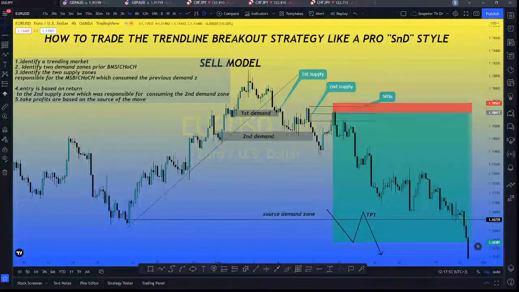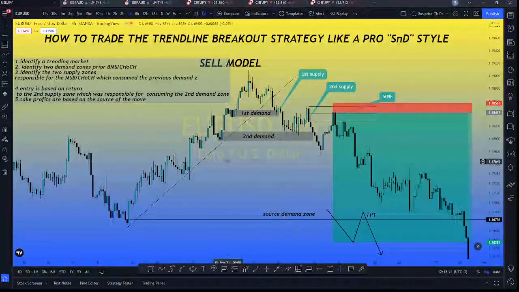Yeah, so let me show you 3 more examples, and then we're gonna maybe edit this video and do a separate buy model video for the purpose of not getting confused. Yeah, I think that's okay.